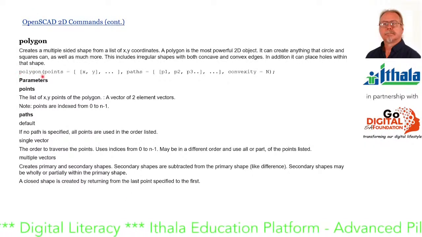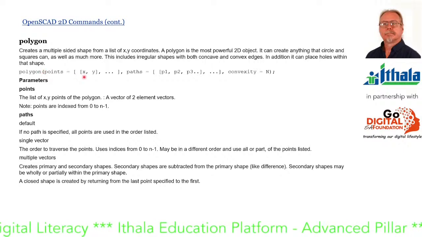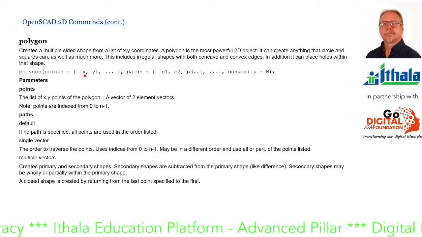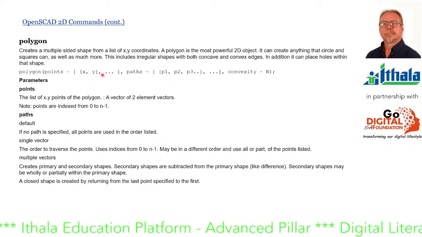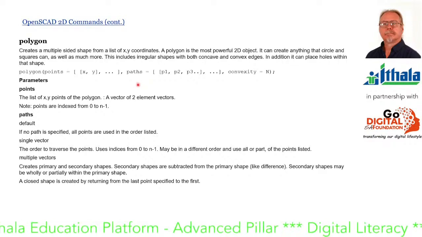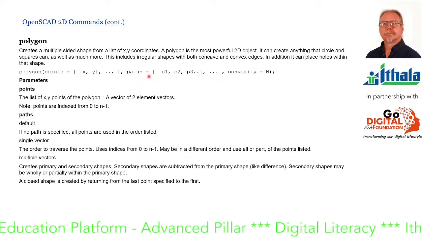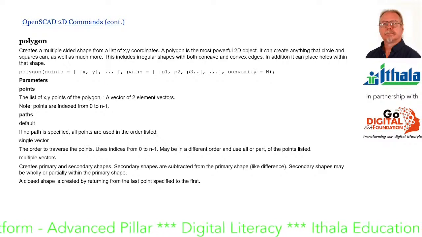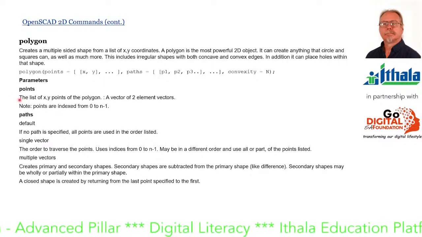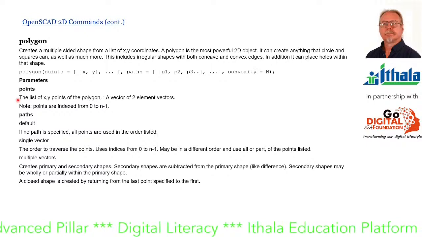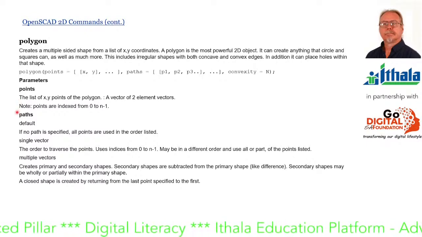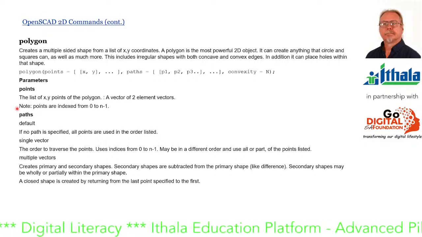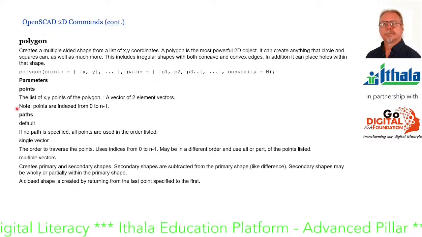is polygon, and then the parameters are points equals, and a list of points. And the list of points is a list of vectors. So it's xy pairs, and there's a list of those. And it can have paths, and it can have convexity. So parameters: points, the list of xy points of the polygon. That's a vector of 2 element vectors. Note, points are indexed from 0 to n minus 1. As we've seen, we always start our lists at 0.